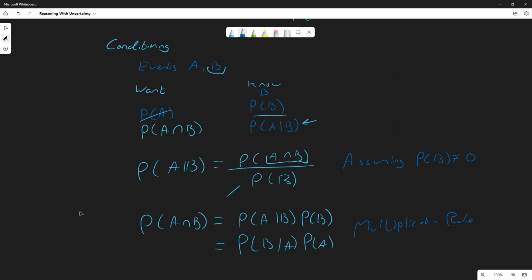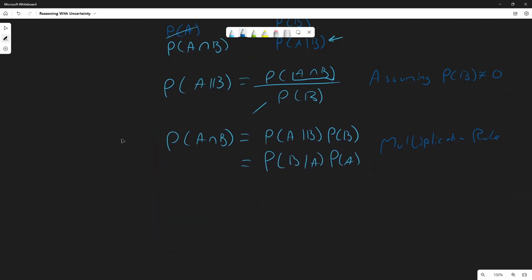Now, moving on to independence. I mentioned this before. Independence. Well, two events are independent if they have no influence on each other. Written mathematically, we know that probability of B and A is equal to the probability of A multiplied by the probability of B, only for two events A and B which are independent.